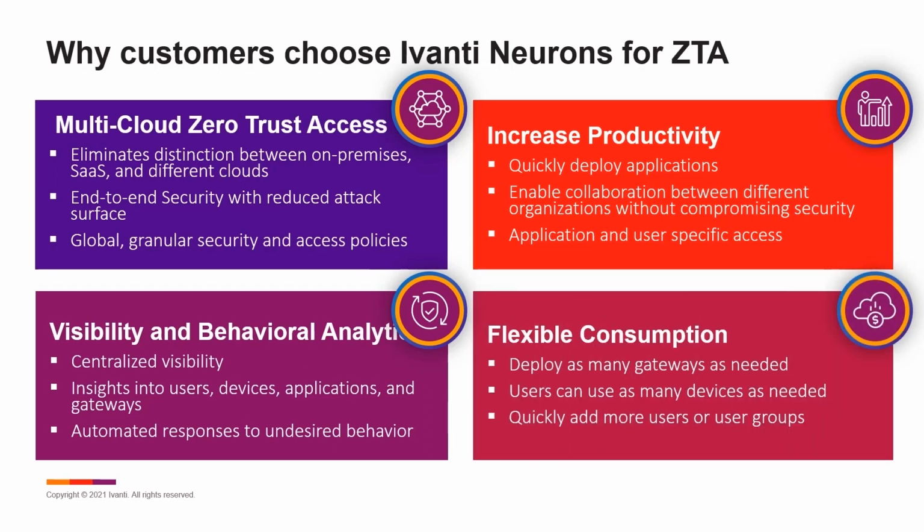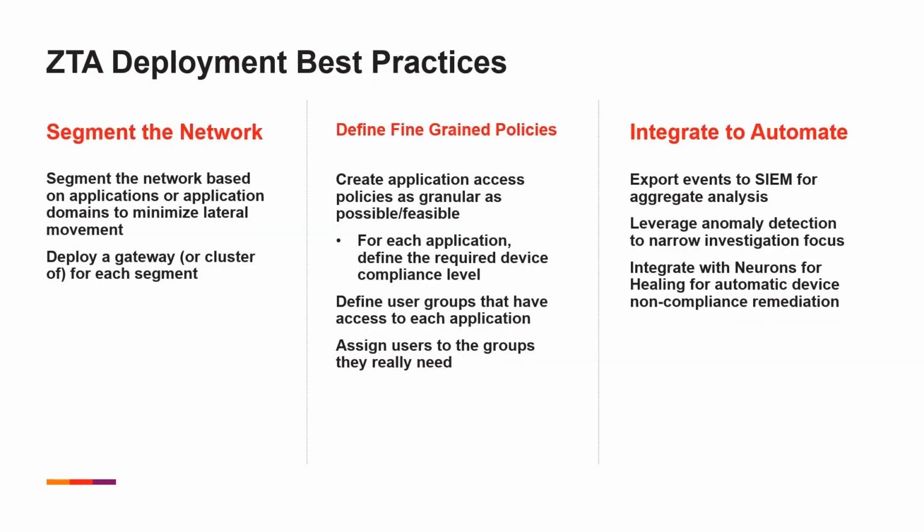Lastly, licensing is simple and flexible, allowing the admin to easily and quickly adjust the deployment as needed. And finally, we recommend taking a few steps. Segment the network based on apps, app domains, and minimizing the lateral data transfers. Deploy gateways for each segment.